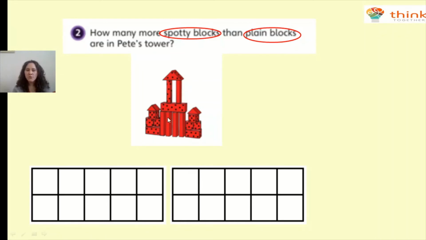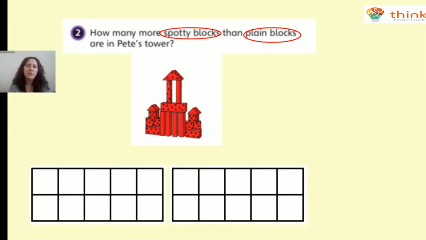Are you ready to count that? 1, 2, 3, 4, 5, 6, 7. There's 7 blocks with no spots on them. So we've got the 11 spotty blocks and 7 plain blocks. Now that we've done that, we need to find out the information that's going to tell us if we need to add or take away.